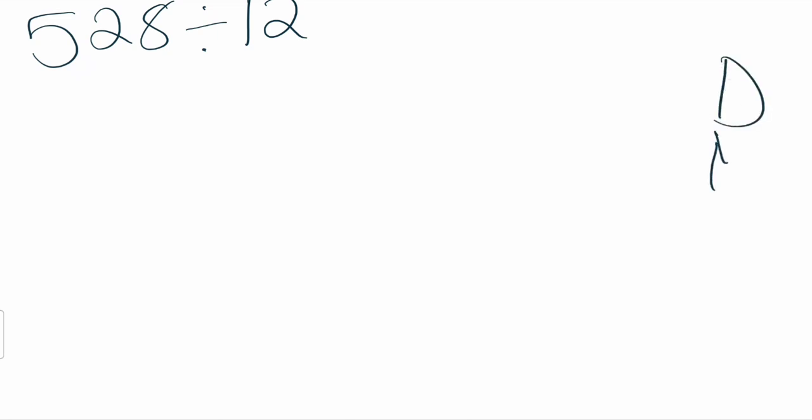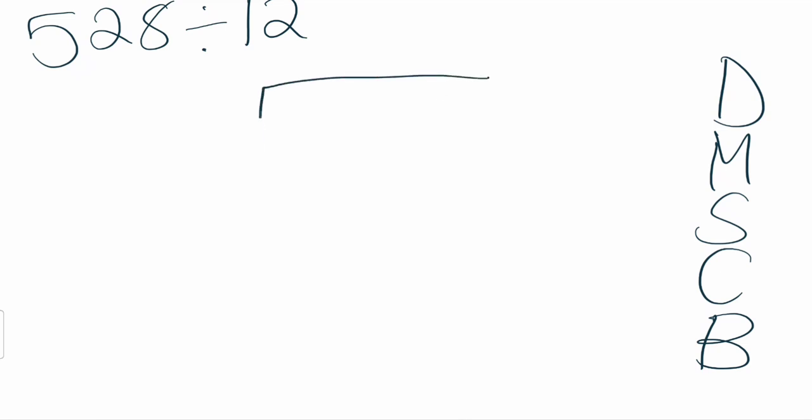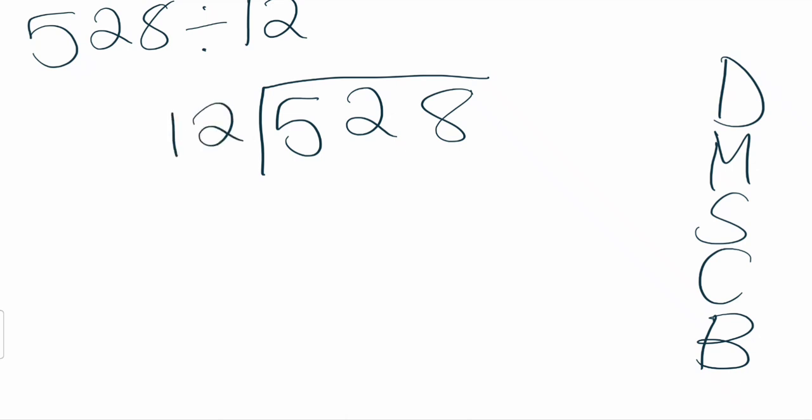Let's move on to our last problem, which is problem number D, which will be 528 divided by 12. Then we're going to start by doing our DMSCB: dividing, multiplying, subtracting, checking, and bringing down. We're going to draw our division sign, and we're going to write our dividend inside, which is 528, and we'll write our divisor outside, which is 12.